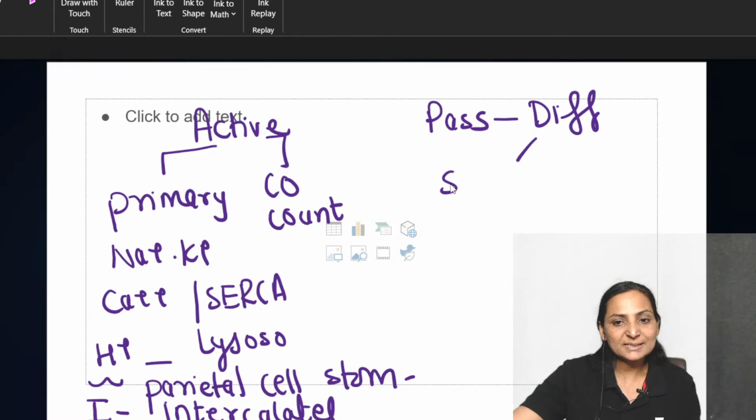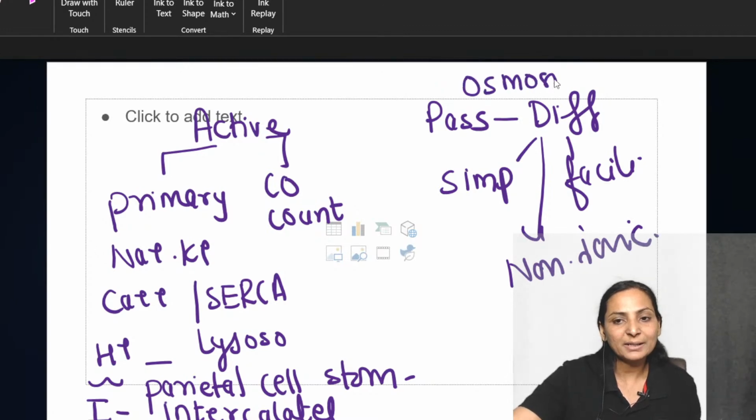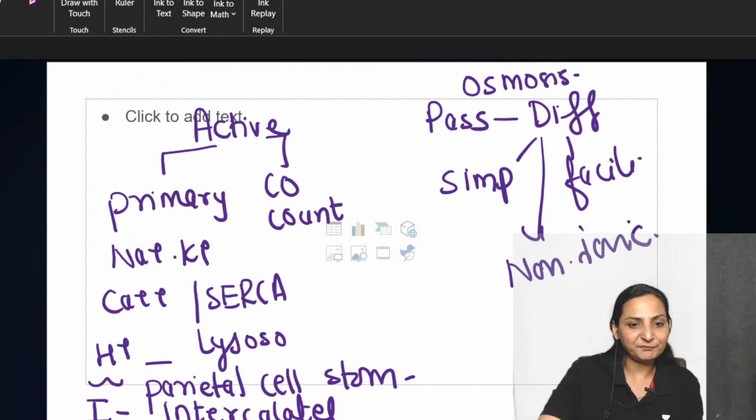And passive is diffusions. These diffusions can be simple, it can be facilitated, or it can also be non-ionic diffusion. And apart from diffusion, the other important part is osmosis, right? So this is in brief, in a nutshell, if you want to just conclude the session on active transport.